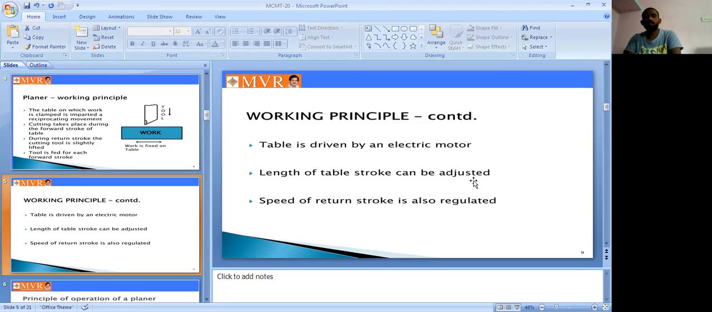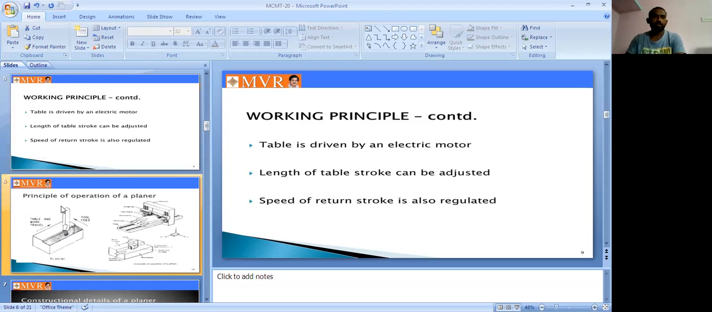The speed of the return stroke is also regulated. We have the forward stroke and the return stroke. In the forward stroke, the cutting takes place. In the return stroke, the cutting tool is slightly lifted upward. After that we can remove the workpiece. But here the speed of the return stroke is also regulated.